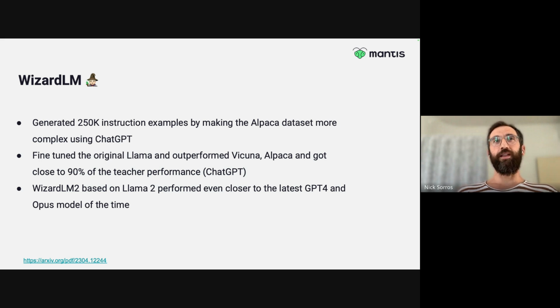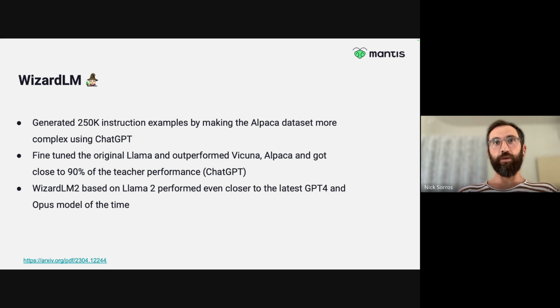So they generated instead 250,000 instruction examples, taking the Alpaca dataset and trying to make it more complex, essentially using ChatGPT, the ChatGPT version that was available then, and fine-tuning on that more complicated data set, a strategy so-called Evol-Instruct. They managed to outperform Vicuna and Alpaca, basically the similar sort of approaches that fine-tuned the then Llama model, and were able to get close to 90% of ChatGPT, which was a teacher model.